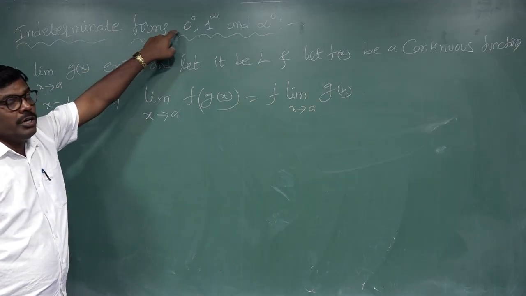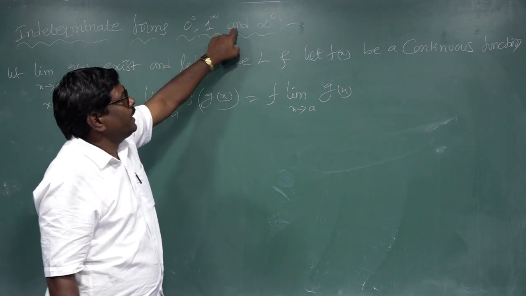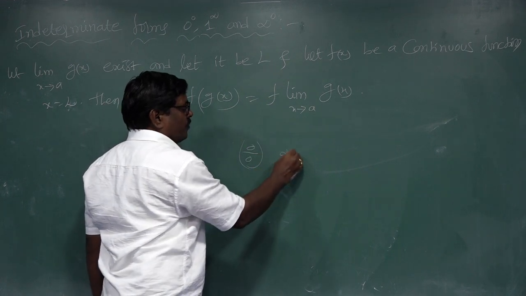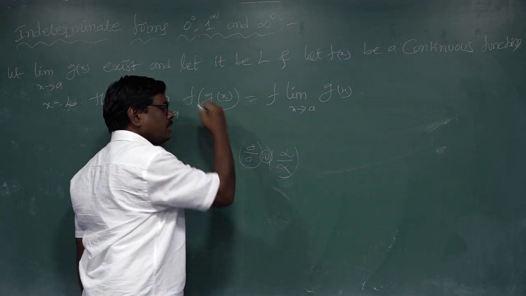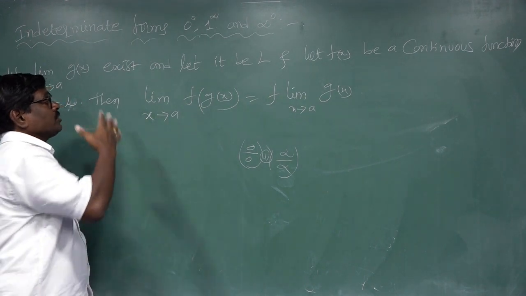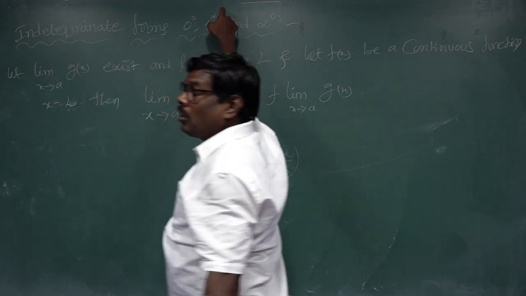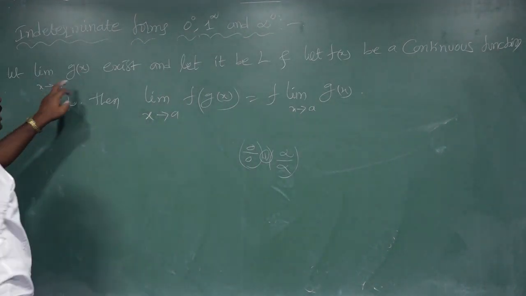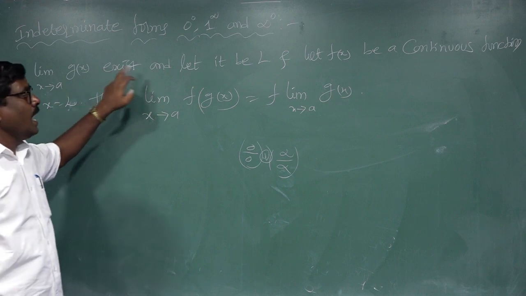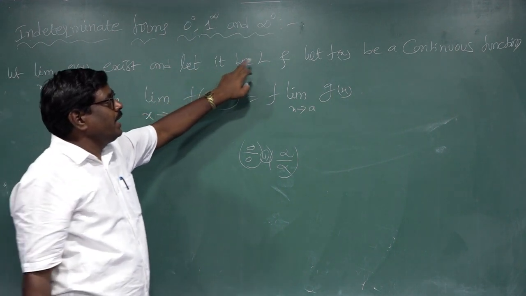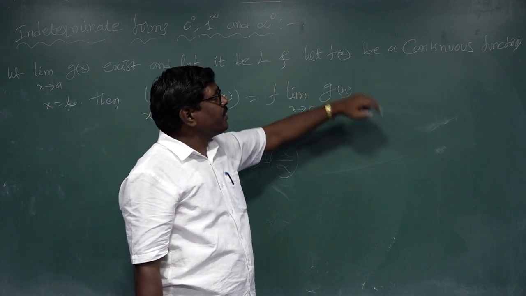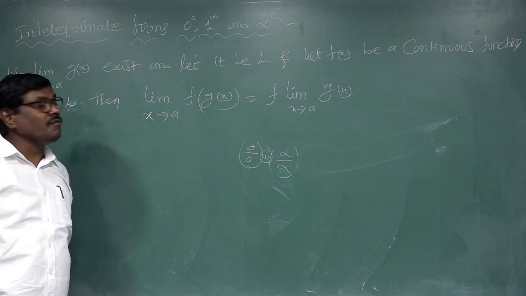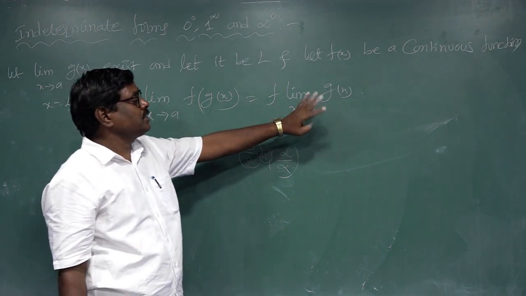Indeterminate forms include 0 power 0, 1 power infinity and infinity power 0. These are handled using the L'Hospital rule. Let the limit as x tends to a of g of x exist, and let it be L. Let f of x be a continuous function at x equal to L. Then the limit as x tends to a of f of g of x equals f of the limit as x tends to a of g of x.